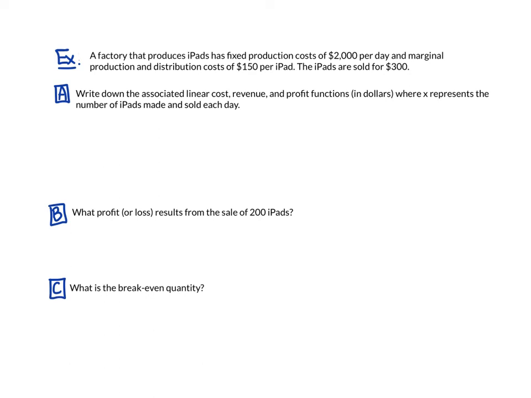So sticking with my Apple theme, suppose we have a factory that produces iPads, and there's a fixed production cost of $2,000. So remember, that's what we called B on the last slide for my fixed cost. That's B. And the marginal production and distribution costs are $150 per iPad. So marginal is another word that's used to discuss the variable costs.